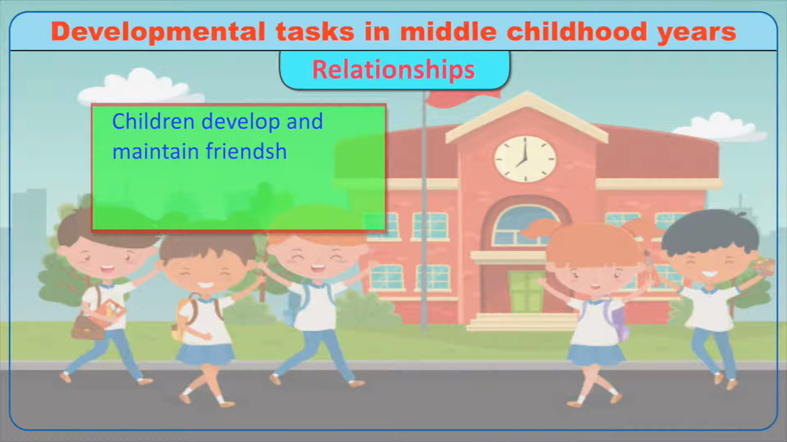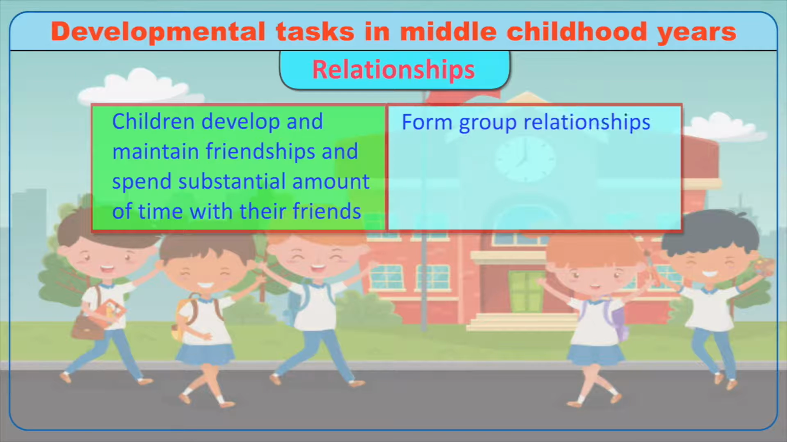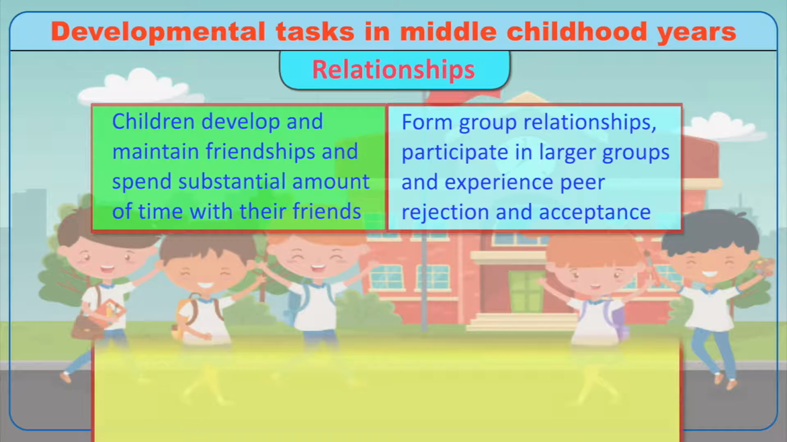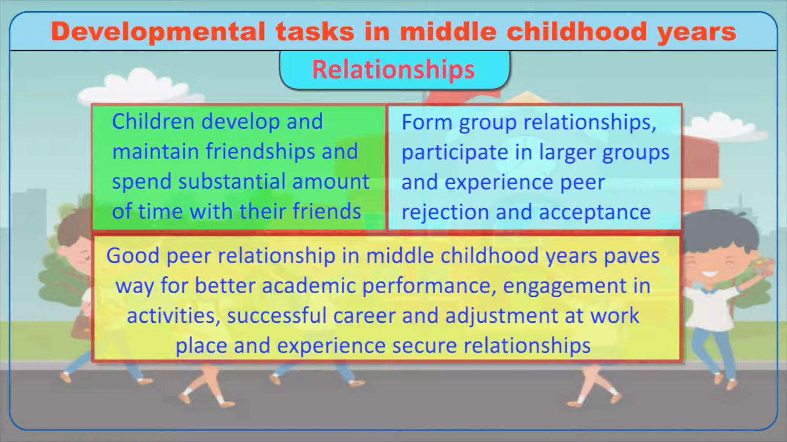Children develop and maintain friendships and spend a substantial amount of time with their friends. They form group relationships, participate in larger groups and experience peer rejection as well as acceptance. Good peer relationships in middle childhood years pave the way for better academic performance, engagement in activities, successful career and adjustment at workplace, and secure relationships, especially romantic relationships.